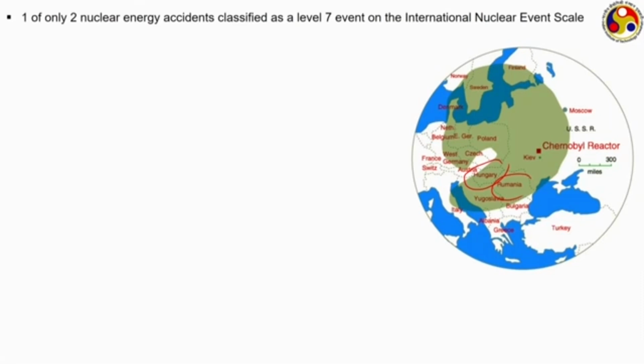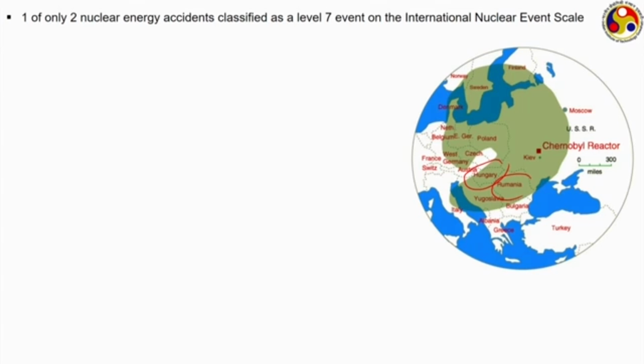You can see even countries like Romania and almost the entirety of Hungary were affected by this radiation effect. Now, the Chernobyl accident is only one of the 2 nuclear energy accidents classified as a level 7 event on the international nuclear event scale. The second one, can you guess what the other one is?